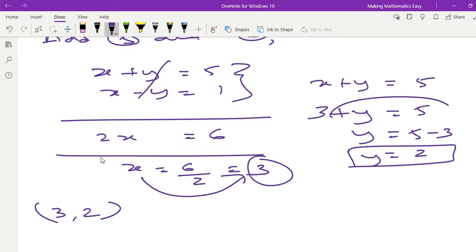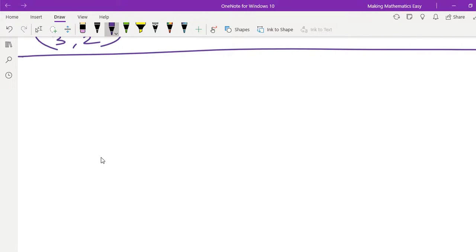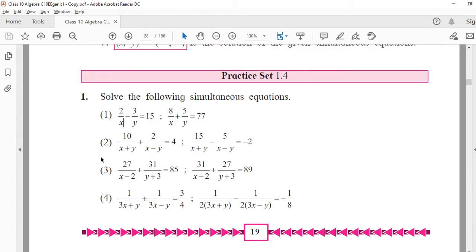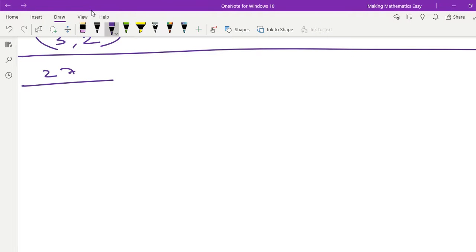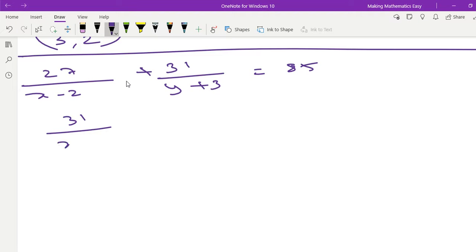Now let's move on to sum number 3. So sum number 3 says 27 upon x minus 2. So that will come over here, 27 divided by x minus 2 plus 31 divided by y plus 3 is equal to 85. Now the next equation is 31 divided by x minus 2 plus 27 divided by y plus 3 is equal to 89.